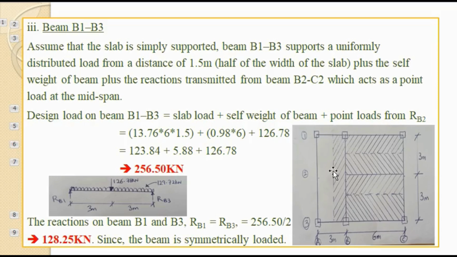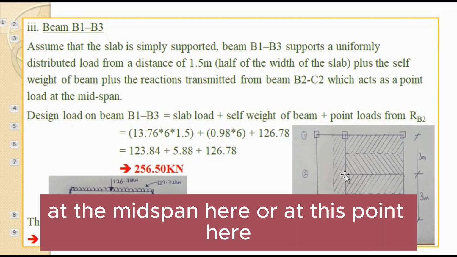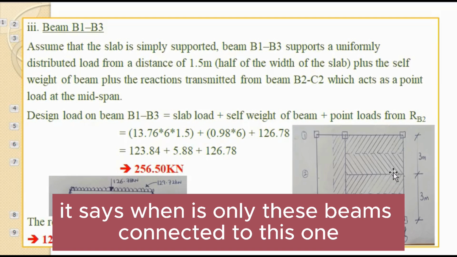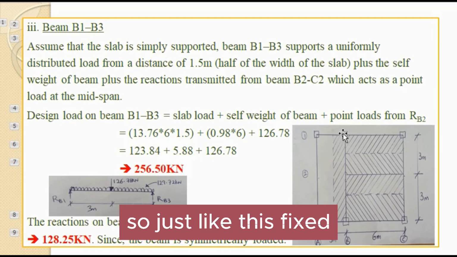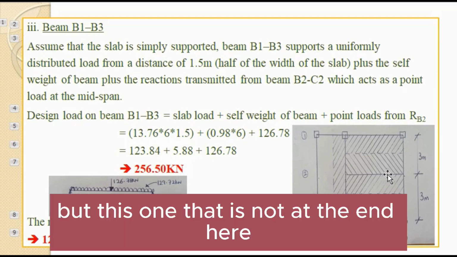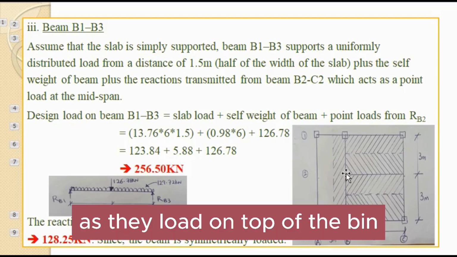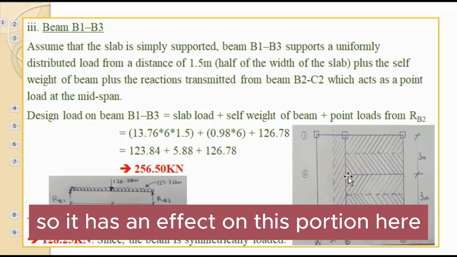So now, what we have here is the slab load plus the self-weight of this beam, plus the point load at the midspan, at this point here. It's transferring its own load. This beam is connected to this one. These other ones too are connected, but you have reactions there, so it's just like it's fixed. But this one, at the end here, we are going to consider in our calculation as the load on top of the beam. I don't know if you understand. So it has an effect on this portion here.